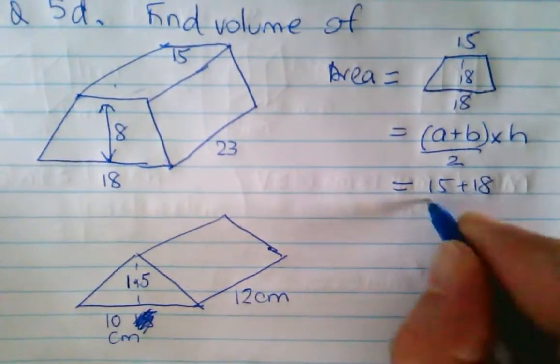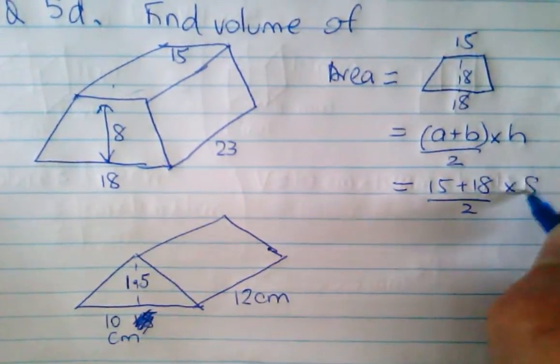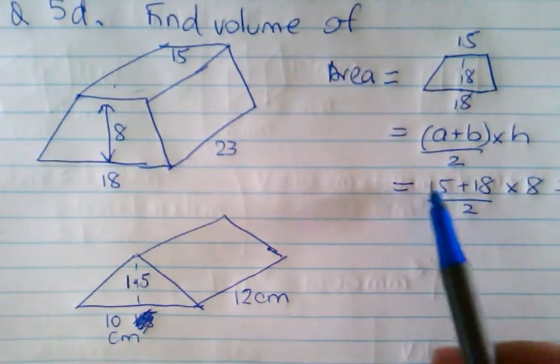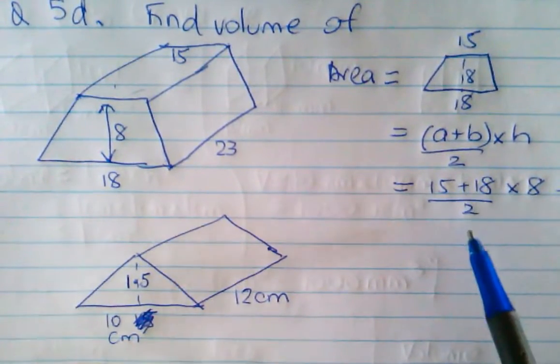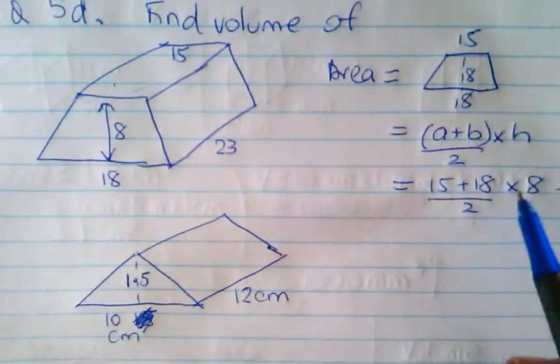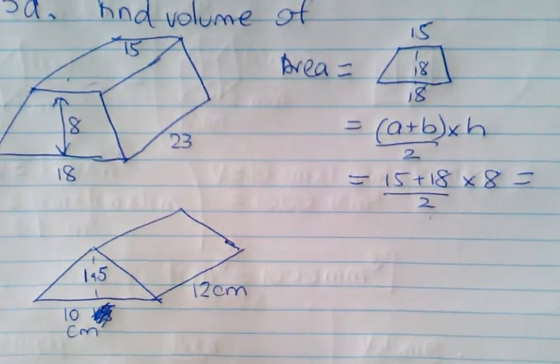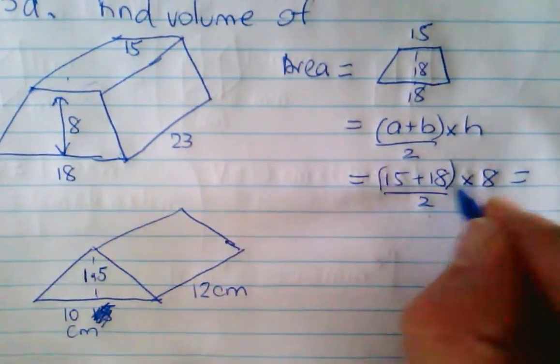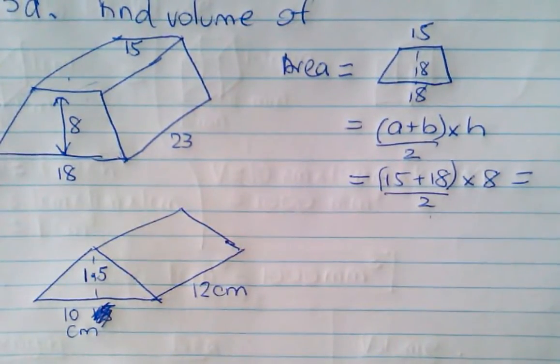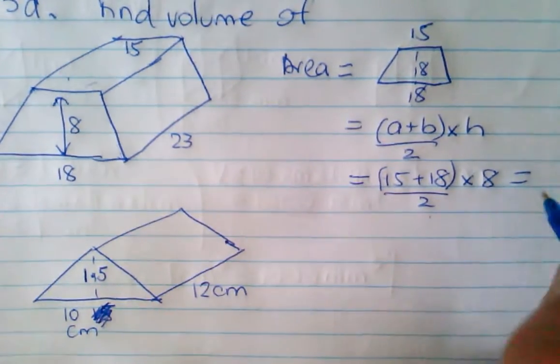15 plus 18 over 2 times 8. Well, 15 and 18 is 33 over 2. That's 16.5 times 8. You'll have to tell me what that is. In brackets. I should have picked a nicer number. Can I change one of those numbers? Oh, what is it exactly?